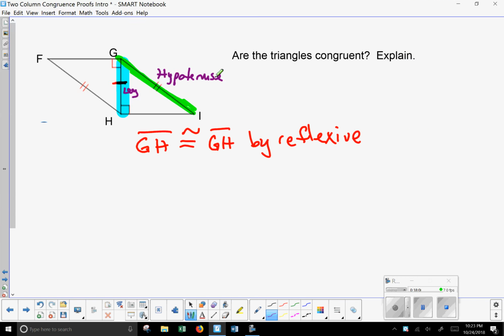Okay, in our other triangle, don't we have the same pieces? So that means I can say triangle FGH is congruent to triangle IHG by hypotenuse leg. Okay, let's put it in a two-column format.